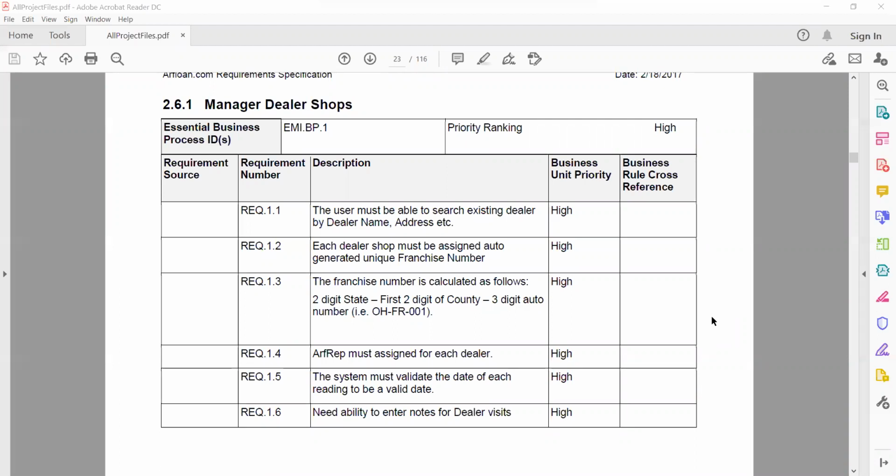So my question is, what does business rule cross-reference signify here? If there are business rules which are dependent on each other, then that's where you will identify the cross-reference. And the same thing applies to the left-hand column, which is the requirement source. If I've got the requirements from multiple sources, then it allows you to identify who specified this requirement. So in the scenario where I have questions about that requirement, I know who provided that specification, so I can go back to that person.